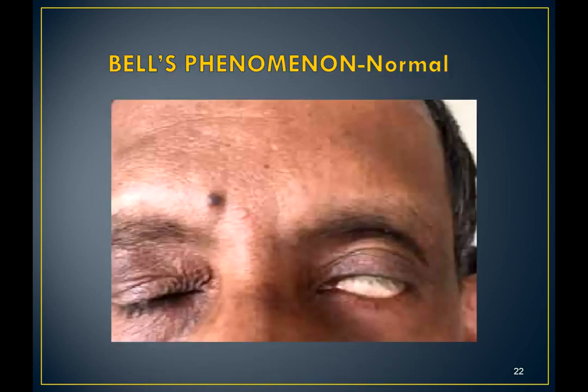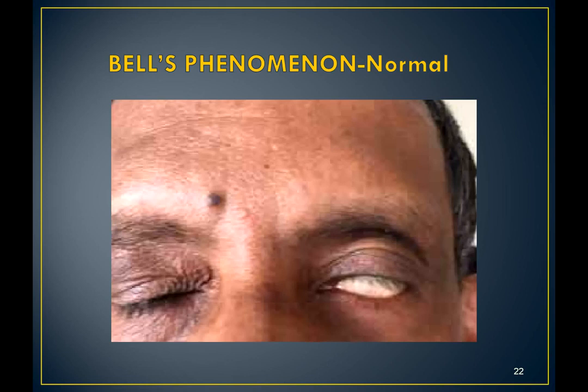You should know the difference between Bell's paralysis and Bell's phenomenon. Bell's paralysis is due to paralysis of the facial nerve while passing through the tympanic cavity medial wall, and that causes paralysis of the facial muscles of expression. But Bell's phenomenon, very important to know it, has surgical importance and clinical significance.